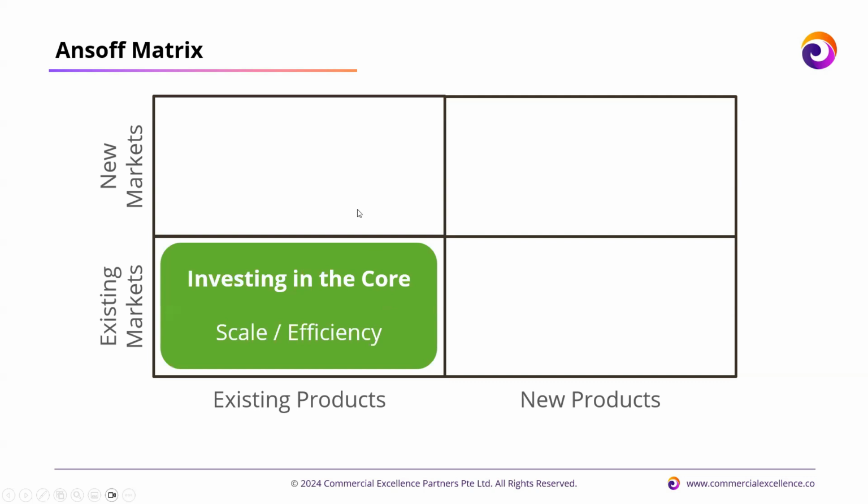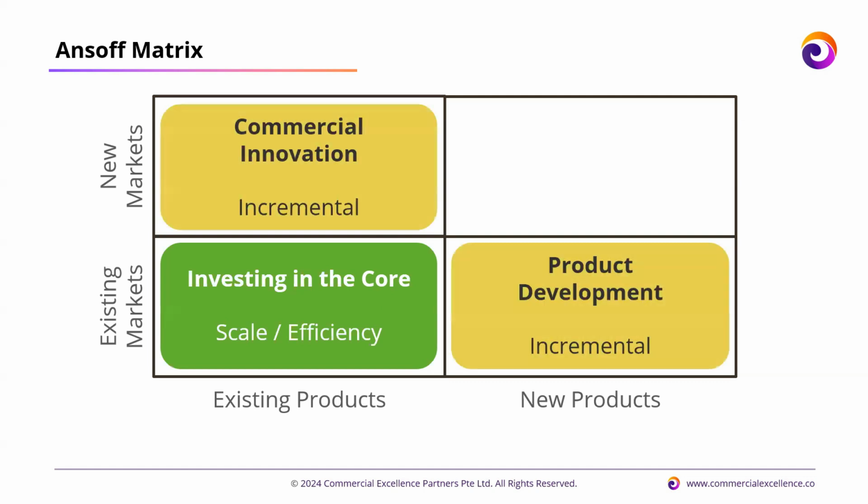Now, if we look to the other quadrants, we could start up on the top here where we could look at how do we bring our existing products to new markets? And this is very much about commercial innovation. It's incremental, so it's building on our existing products. We're just trying to find new novel ways to bring it to new customers and new markets. Another dimension could be, how do we leverage the unmet needs that customers might have and develop new products and create even more value for customers?